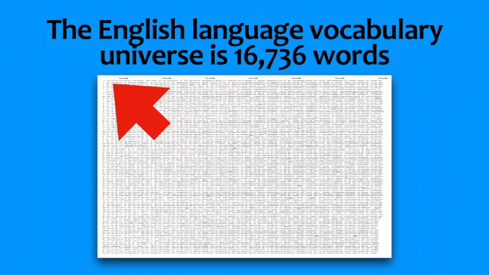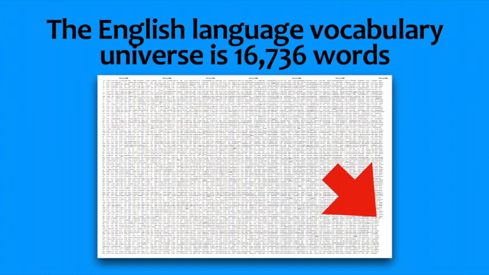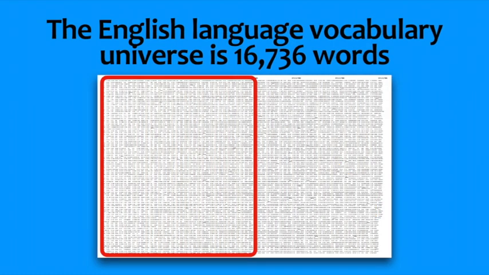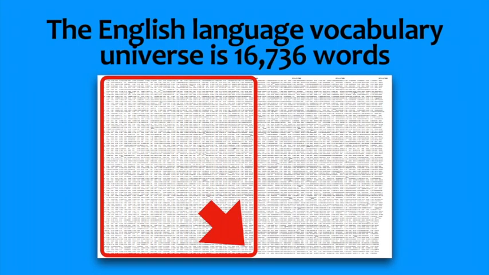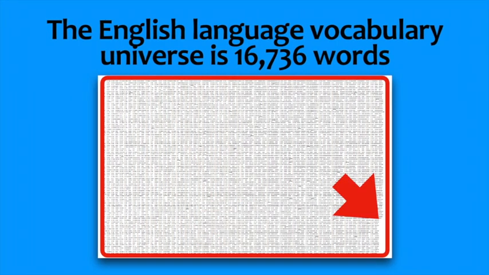Now, this version of the list is organized by frequency of occurrence. The most frequently occurring words are at the top left, and the least frequently occurring words are at the bottom right. Competence in the English language is attained at about 97% coverage. That's about down to here. Full mastery is attained at 99% coverage. That comes from knowing all of the 16,736 meanings.